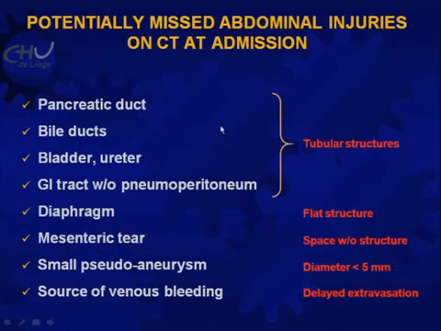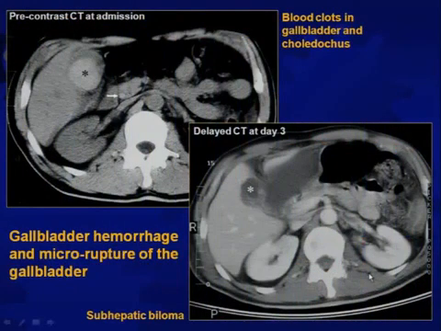Less than 5 millimeters, and also delayed extravasation that would not be seen. And let me give an example of injuries in ductal structures. This is injury to the bile ducts. You see the hematoma in the gallbladder, also in the choledochus. And usually you do not see this, but a few days later, then you see that there is a biloma. And the biloma indicates that there was rupture of the bile duct.